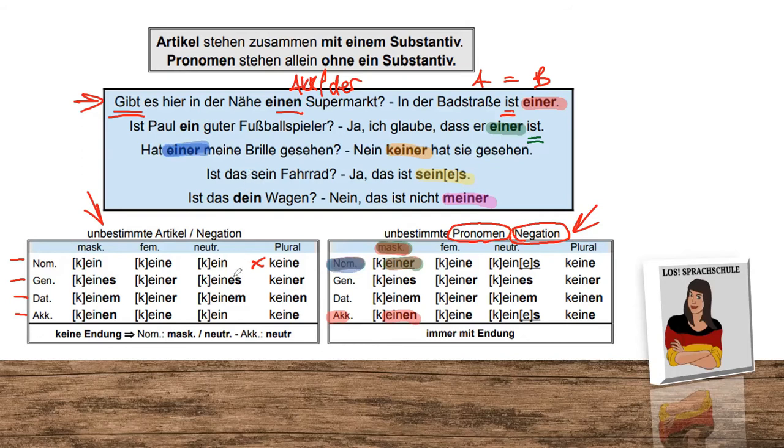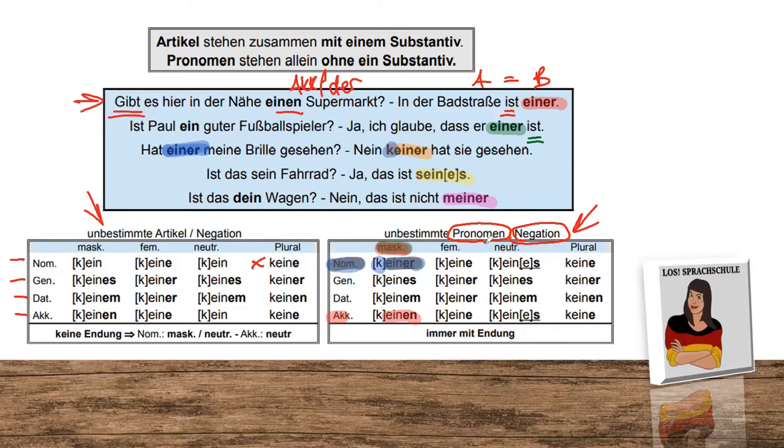You cannot say, hat einem meine Brille gesehen. Why should the subject be in dative? Or you cannot say, hat einen meine Brille gesehen. This is accusative. Our subject cannot be accusative. So it must be, the color gets really strange, but you get it, I hope. Einer. Hat einer meine Brille gesehen? And in our answer, we have to put the K because nobody saw it. Keiner hat sie gesehen. Let's go to the next one.